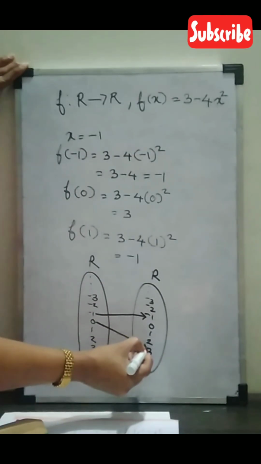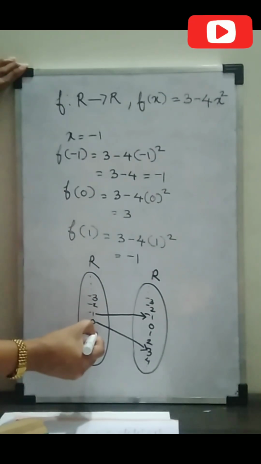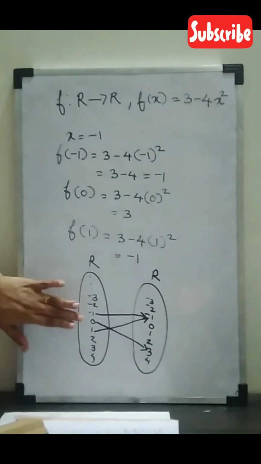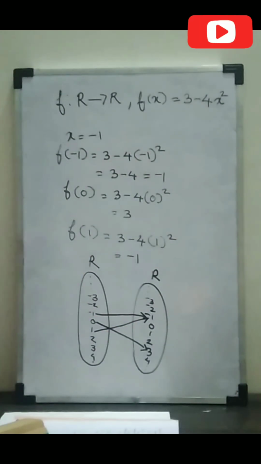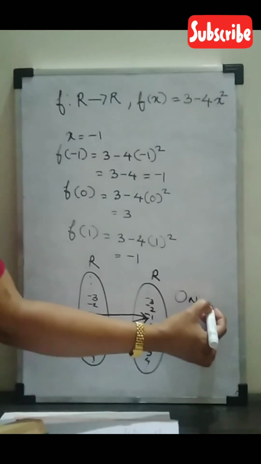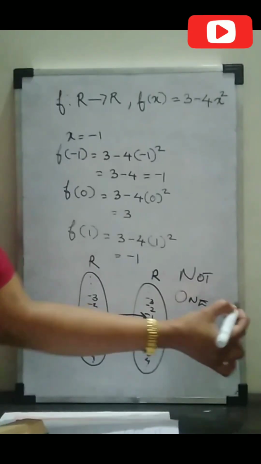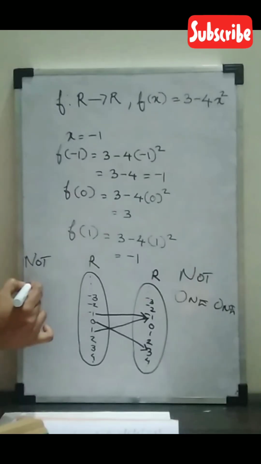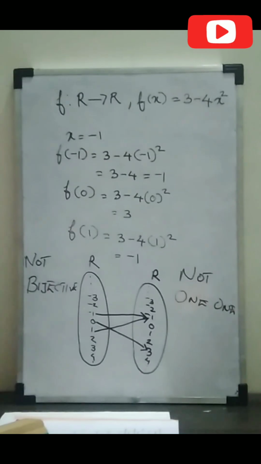When x was 0, f of x became 3. When x is 1, then also f of x was -1. Okay, so here two different inputs have the same output. Therefore, this is not a 1-1 function. Therefore obviously this is not bijective. Since it is not a 1-1 function, it is not bijective.